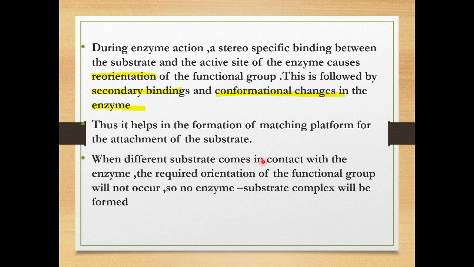When a different substrate comes in contact with the enzyme, വേറെ വ്യത്യസ്തമായ സബ്സ്ട്രേറ്റ് ആണ് വന്ന് ബൈൻഡ് ചെയ്യുന്നതെങ്കിൽ the required orientation of the functional group will not occur. So no enzyme substrate complex will be formed.